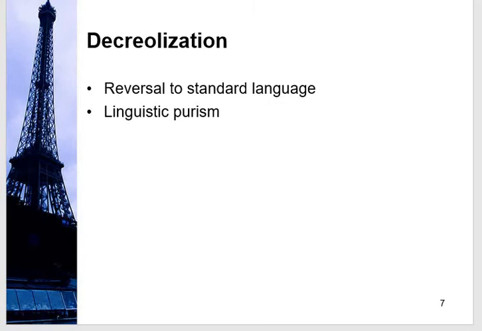There is a decreolization process. Decreolization means reversal of Creole to the standard language. Some purist linguists call it the corruption of language, and they want to restore the previous supremacy and previous taste of the language. They claim that we want to go back to the original language and the original language should be revived, and that revival of the previous standard language is called decreolization.